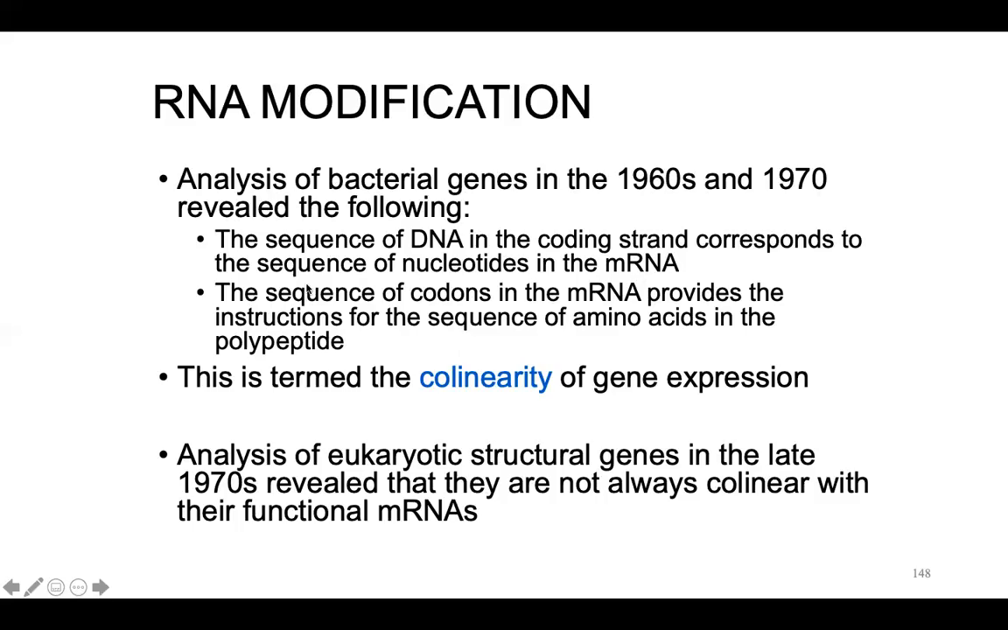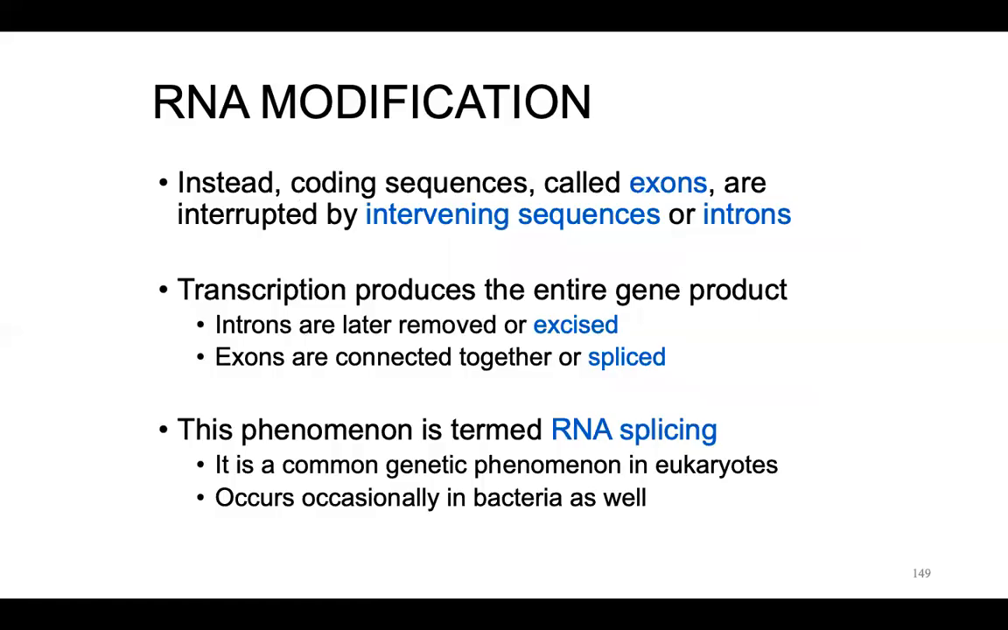Analysis of eukaryotic structural genes in the late 1970s revealed that they are not always collinear with their functional mRNAs. So this has led to the idea that the mRNAs that are produced after transcription are really modified. So we have coding sequences called exons. These are interrupted by intervening sequences called introns. Transcription produces the entire gene product. Introns are later removed or excised, and exons are connected together or spliced. And this phenomenon is termed RNA splicing. It is a very common genetic phenomenon in eukaryotes, but some bacteria also follow RNA splicing. But when you hear of RNA splicing, it's usually in eukaryotes.